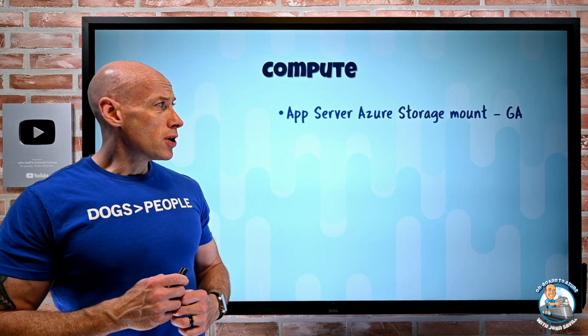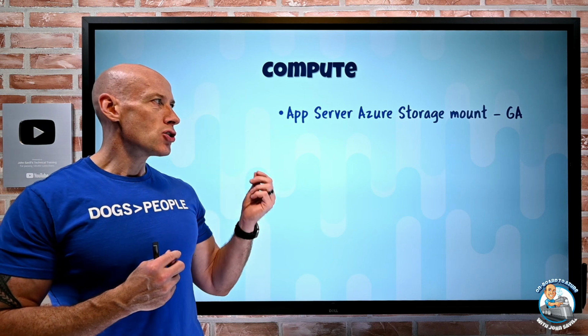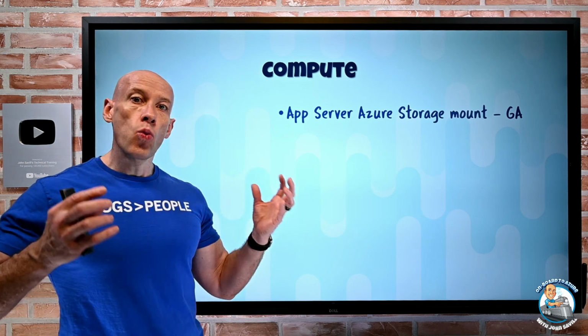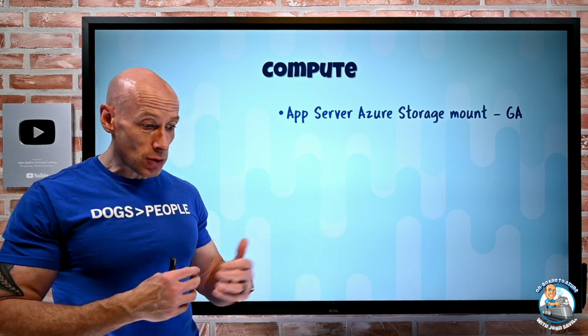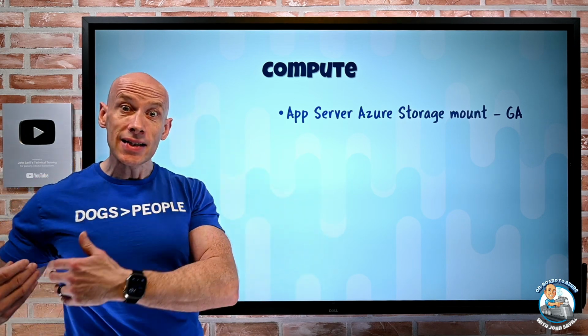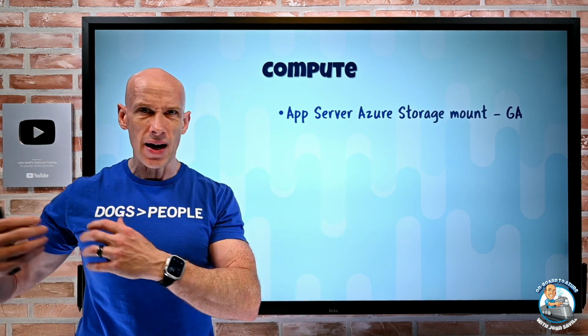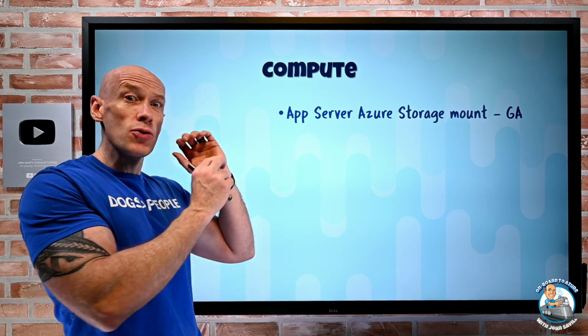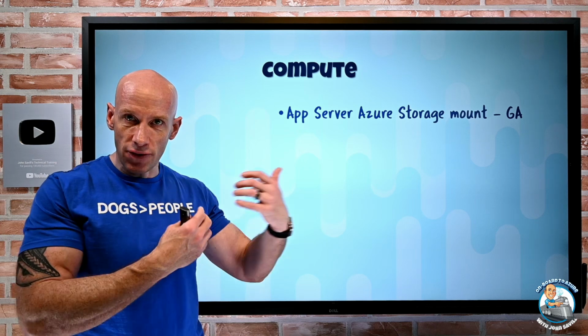Onto the compute and the new features. So App Service now has Azure Storage Mount if it's a Windows code app service. Now this already existed if it was Linux. So for Linux code and container based, I could use Azure Storage, both blob and file share, i.e. SMB. If it was a Windows container, then I could use the SMB, the Azure Files based.